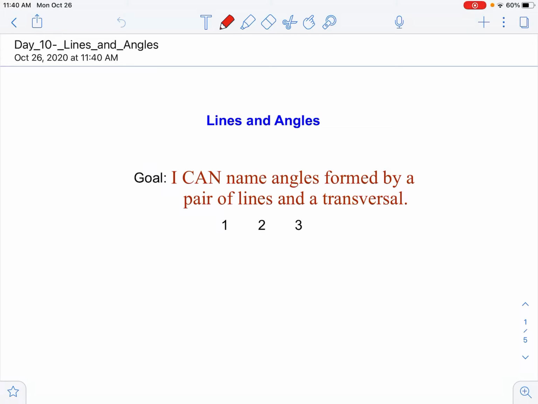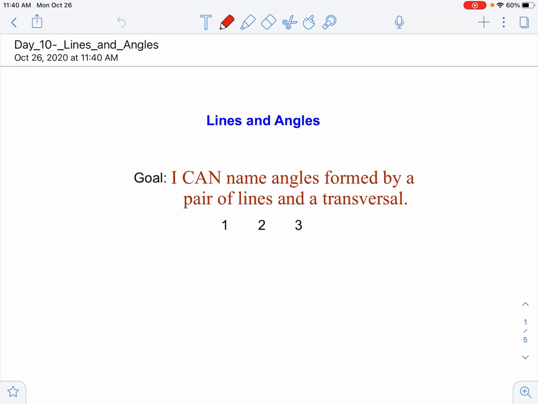Right, so today we're talking about lines and angles. Our goal for today is, I can name angles formed by a pair of lines and a transversal. If you have not taken a geometry course before, then you probably have never heard of these before. This is not one of the topics like triangles that you learn in third grade. This is a new topic for you.